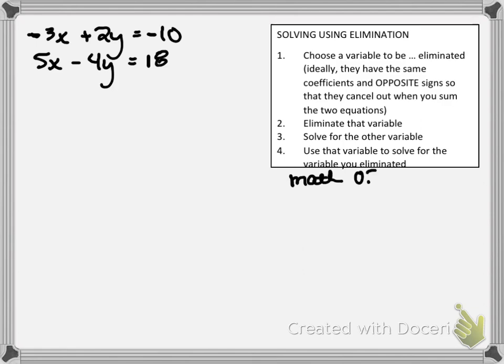This is section 2.3 in our current textbook, which is solving using elimination, and I think the textbook actually refers to it as addition, but it's the same thing, elimination or addition. So if we look over here, remember our end goal is that if we were to add these two equations together, we want either our x's or our y's to cancel out.